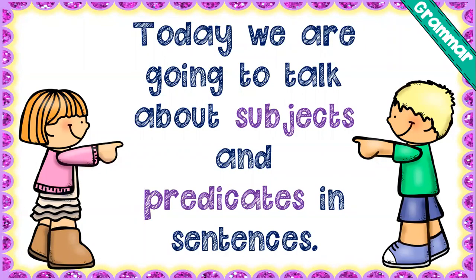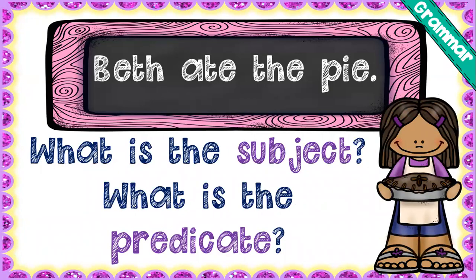Now we're also going to talk today about subjects and predicates in sentences. Remember, a subject is the who or the what. It usually comes at the beginning. And your predicate is the verb. It's the action part of the sentence. Beth ate the pie. Who or what is the subject? Beth. And our predicate is ate the pie. So that's your action part.